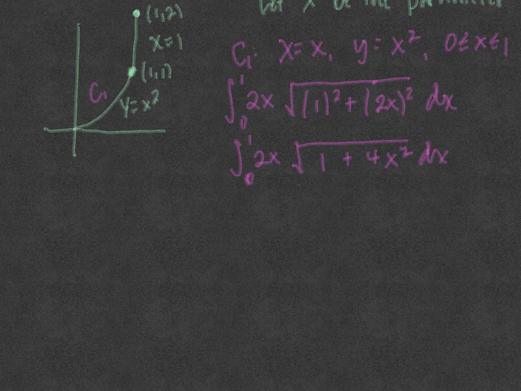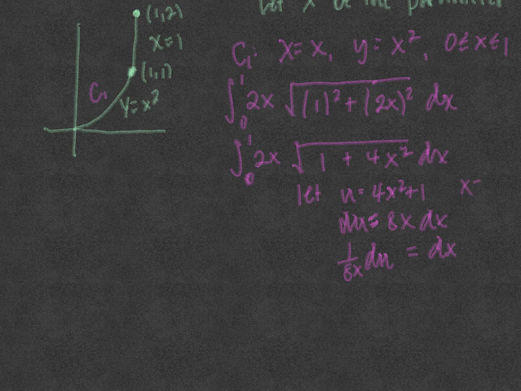So let's use u substitution. Let u equal 4x squared plus 1, because apparently I was on a roll there. Then du is 8x dx, so dx is 1 over 8x du. U substitution is a skill. You need to make sure you've got this.